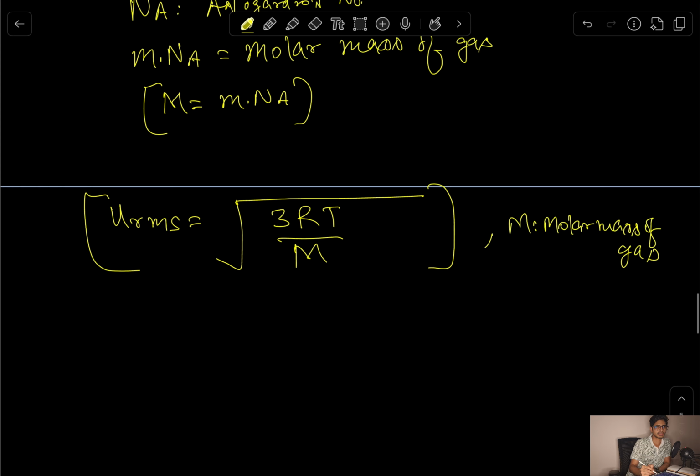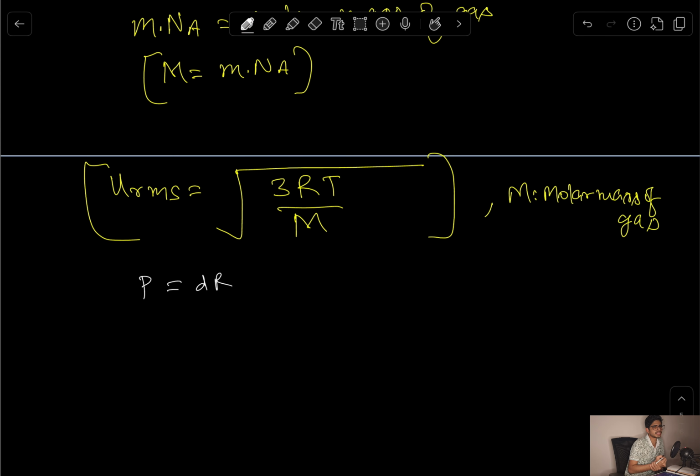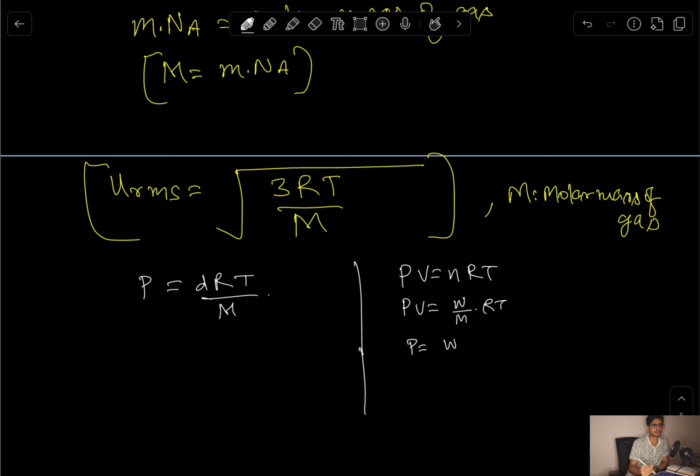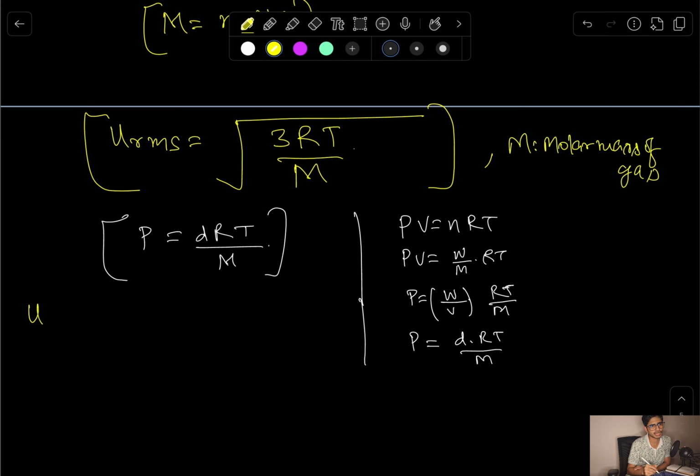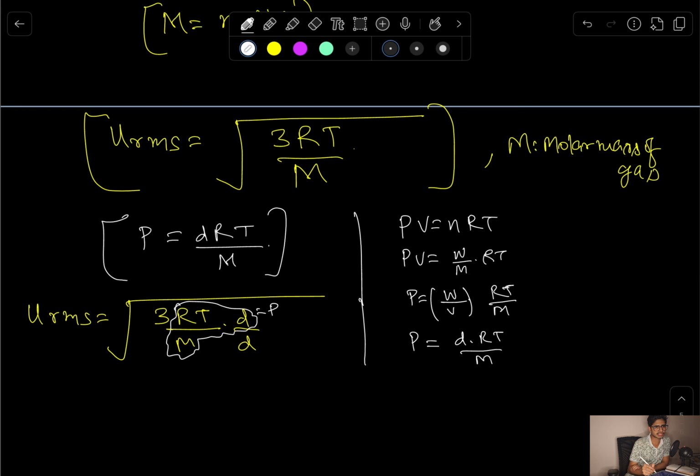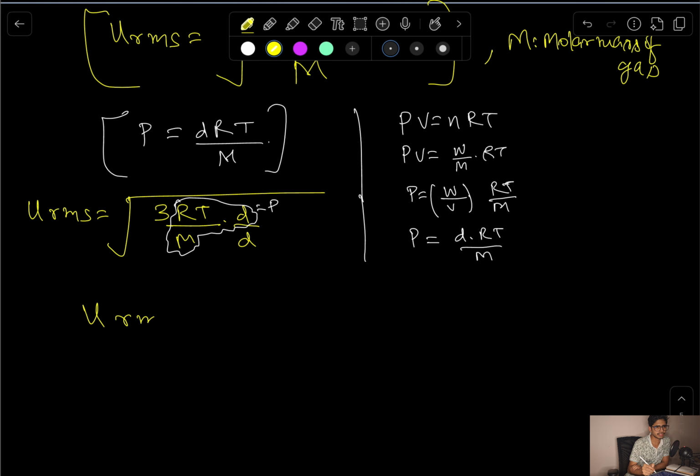And we know that P can be written as dRT by M, density times R times T divided by M. How we derive this, I have talked about this in previous video. I will simply solve this over here as well, how we got P is equal to dRT by M. So now simply replace the value over here for R times T, multiplied by d divided by d. So this term over here will form the value of P. So Urms can also be written as under root of 3P by d. So these are three formulas for Urms you need to keep in mind.